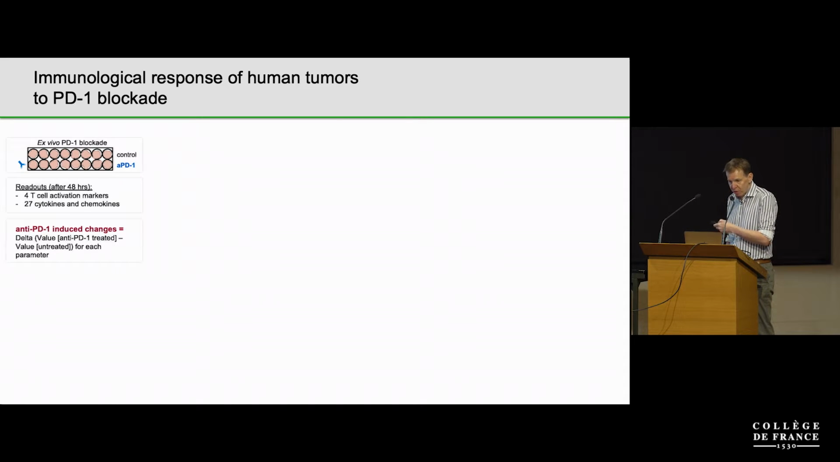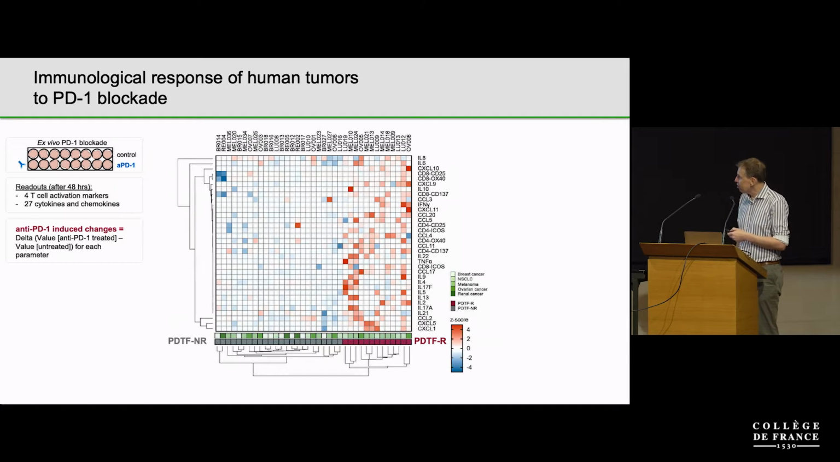So if you do this, and you do this for a large cohort of patients, what does this look like? So here on the top, we have the patient identifiers, and here on the y-axis of this heat map, you have all the chemokines, cytokines, and T-cell activation markers that we look at. And if you now perform unsupervised clustering of this whole analysis, what you see is that there's clearly a large group of tumors in which there are no substantial changes the moment you block the PD-1 pathway, but there's a second group of tumors where there's clear immune reactivation the moment you block PD-1, PD-L1 interactions.